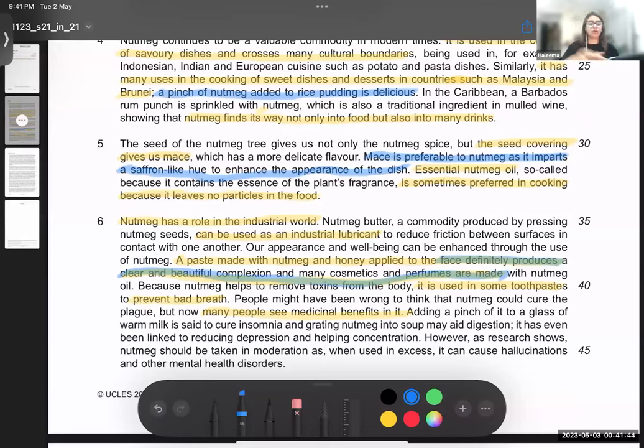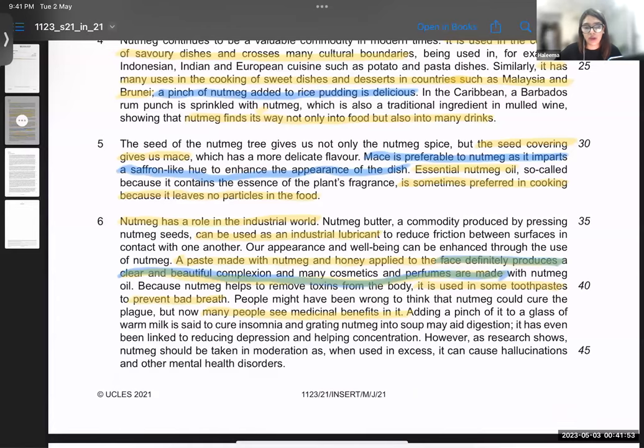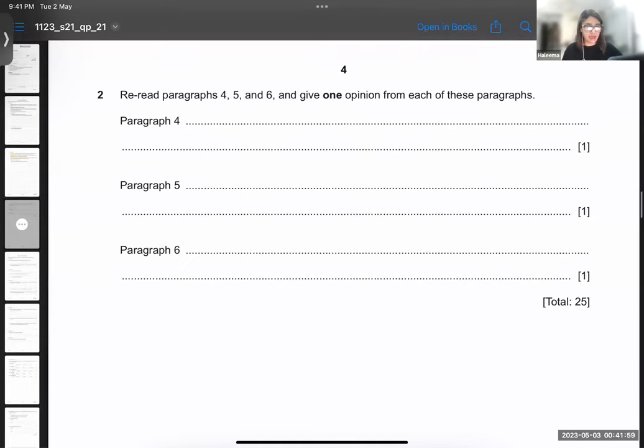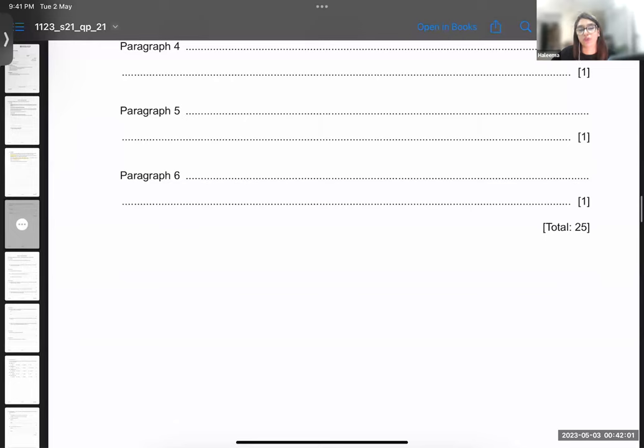All right. So going back to the question paper. You have three paragraphs where they want to highlight opinions. So it's going to be one statement each. Okay. So that's it for the summary section. And that is 25 marks for section one.